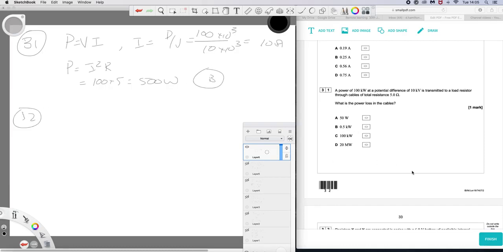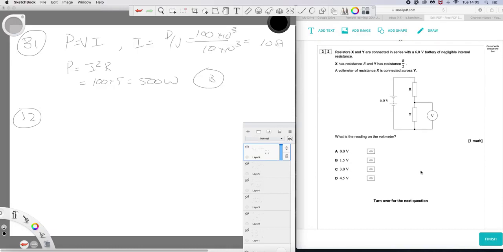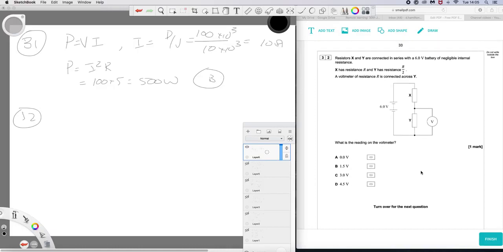32. X and Y are connected in series with a 6.0 volt battery, negligible internal resistance. X has a resistance of R, Y a resistance of R over 2, voltmeter resistance R. So what we have here is R and R over 2 in parallel. So the question is, what is the resistance of this?